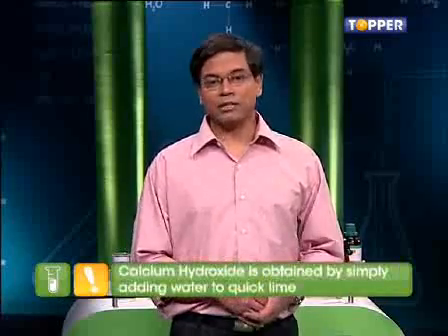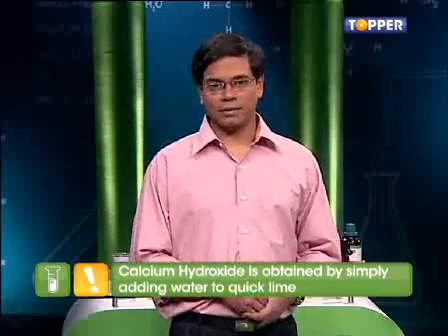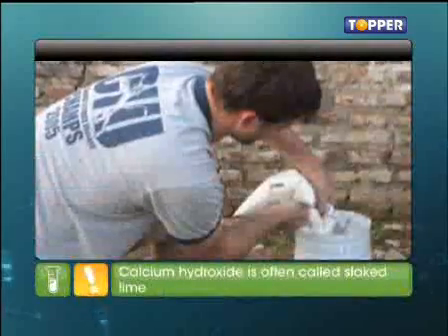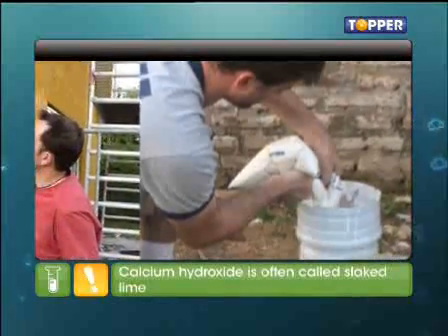Let's move on to the next compound of calcium, calcium hydroxide. Calcium hydroxide is obtained by simply adding water to quicklime. Have you ever thought why calcium hydroxide is often called slaked lime? Calcium oxide is a solid and exists as lump.